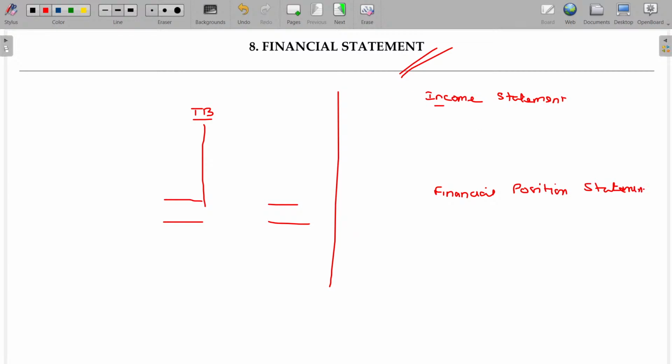And while preparing from the trial balance, you may have a few adjustments to be carried over, especially closing inventory and others. Predominantly you will have the closing inventories and others also. Okay. Debit side and credit side. From here I am going to transfer to the income statement.